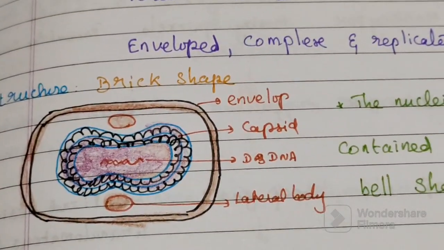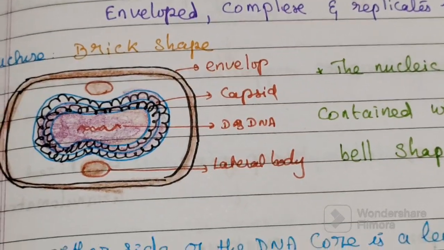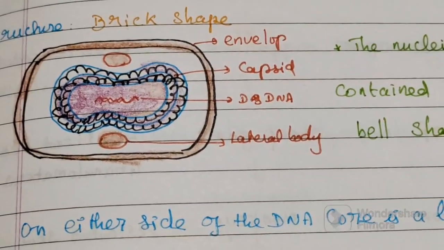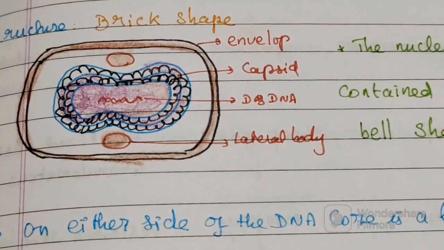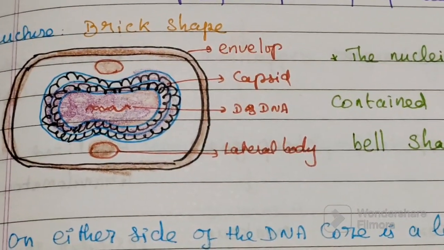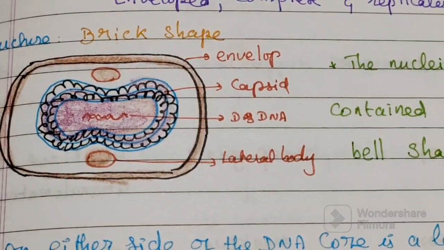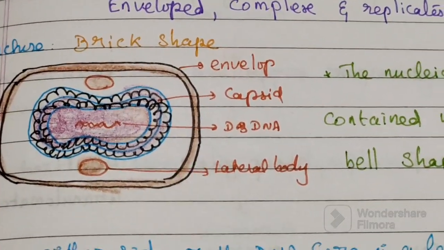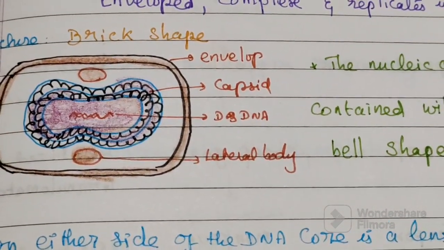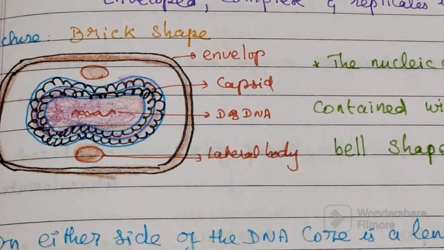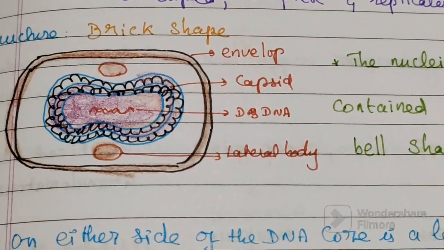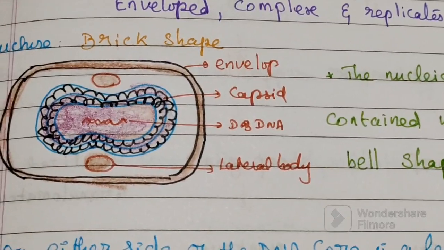This virus is a brick shape virus, see the diagram. It looks rectangular. All DNA viruses are double stranded except parvo. So this one is double stranded DNA. Parvo is the only single stranded one. It is an enveloped virus with complex symmetry. The rest of the DNA viruses have icosahedral symmetry, so only Pox virus has complex symmetry, and it replicates in the cytoplasm.